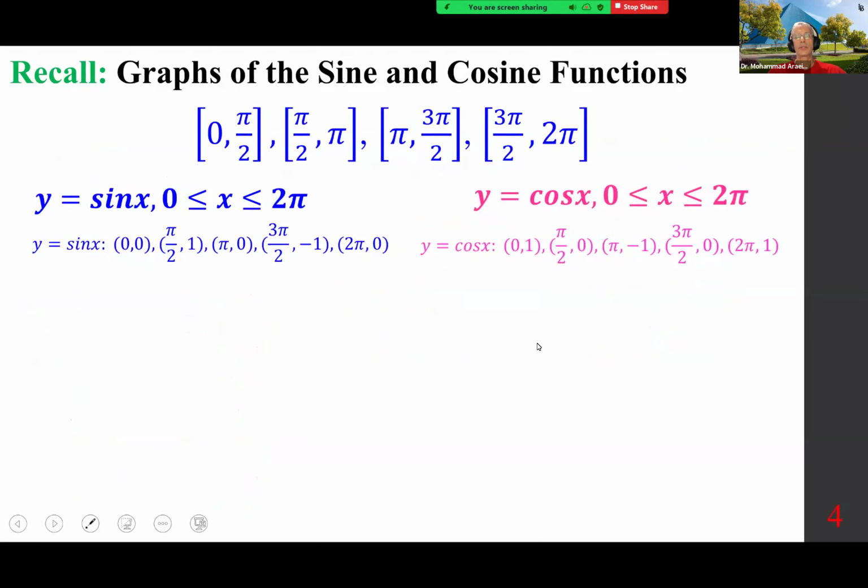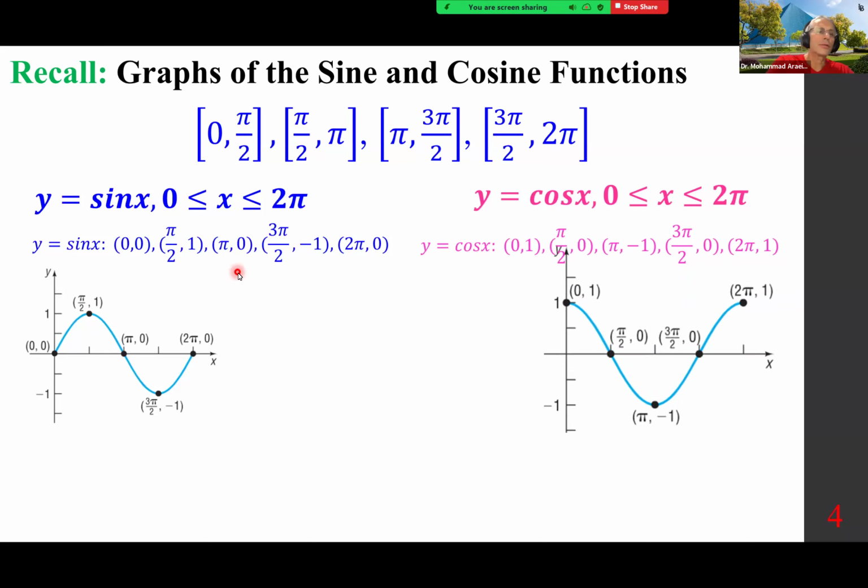As far as the graphs are concerned, whether we are dealing with sine or cosine, the basic cycle, a complete cycle, goes from 0 to 2 pi. We cut that into 4 equal parts, and we evaluate the end points, and it creates 1, 2, 3, 4 arcs. 4 sub-intervals correspond to 4 arcs. You notice sine is the same as cosine of x minus pi over 2. In other words, cosine shifted to the right by pi over 2.